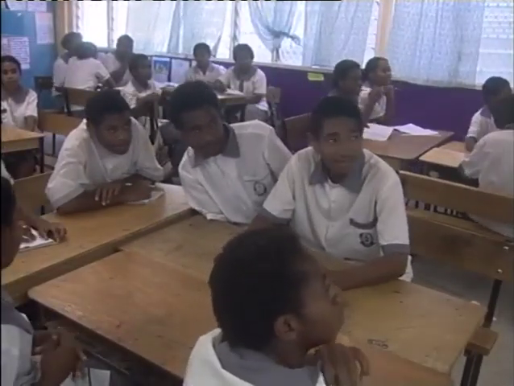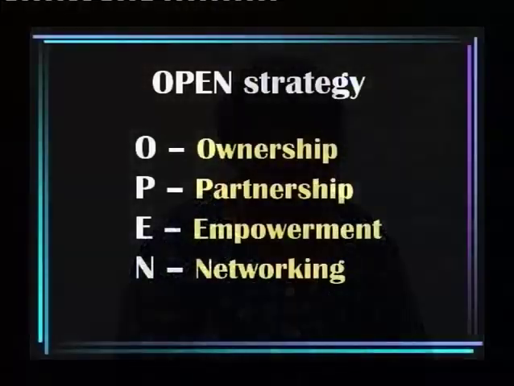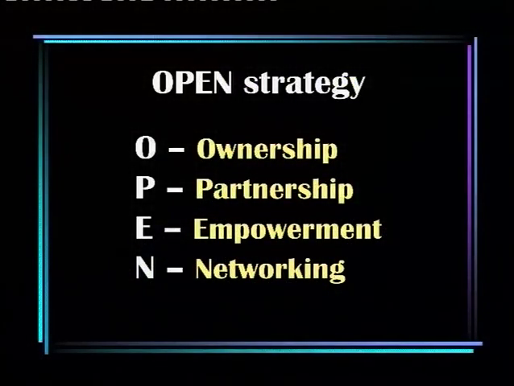Okay. In community development, we also practice this strategy. It is called the OPEN strategy. O means ownership. P stands for partnership. E stands for empowerment. And N stands for networking, which I just put on.